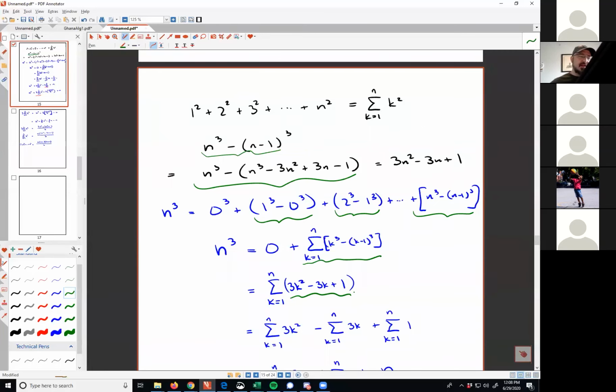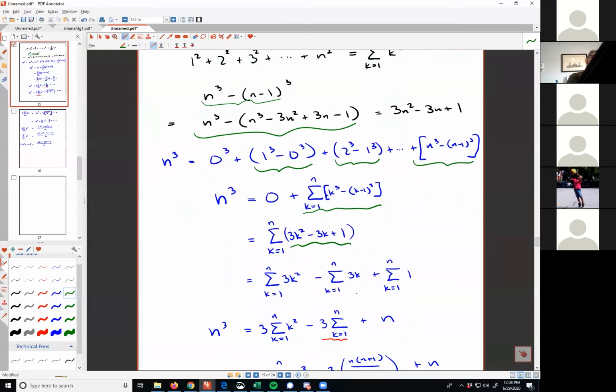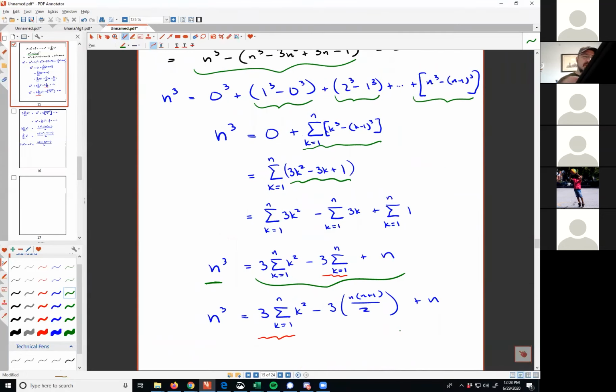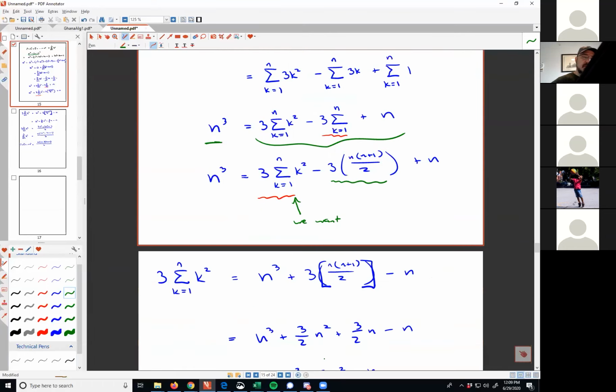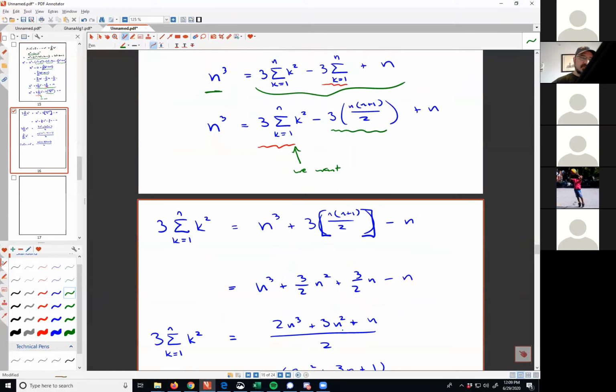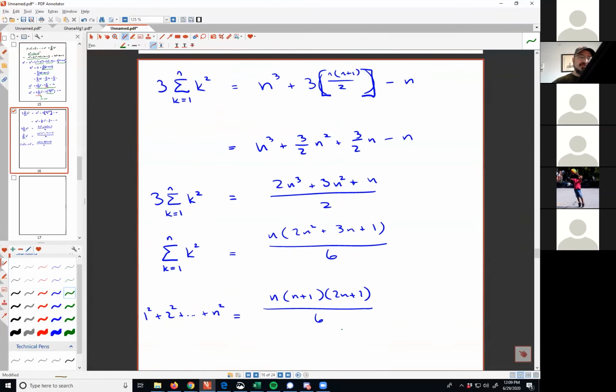So we had degree 3 related as a sum of things of smaller degrees. And since we knew all of them except the one that we wanted, we were able to isolate the one that we wanted, the sum of the squares, and then find a closed form formula. And that's very nice.